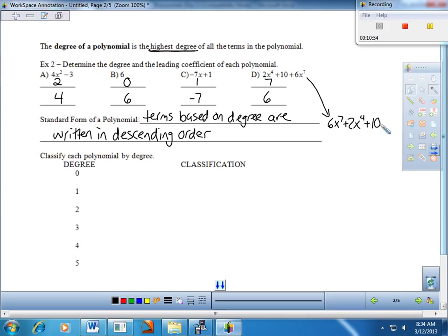Again, we'll be looking a lot at standard form, and then if you've ever heard the word factoring, we're going to talk a lot about these polynomials in factored form over the course of the semester. Okay, so good. I hope everyone's okay on that piece right there. Standard form, notice the degrees are written in descending order.